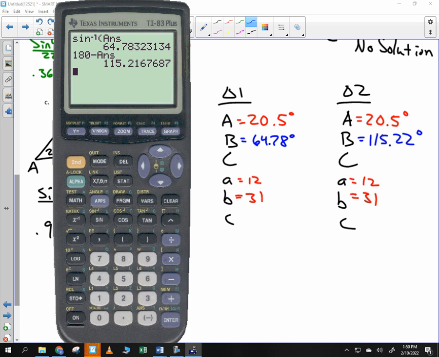So what I'm going to do is I'm going to take you guys right here, along with you guys, you're going to find angle C and side C for triangle 1, and then you guys and you guys right here, you're going to find angle C and side C for triangle 2. Just simply subtract and then use your law of sines. Ready, set, go.